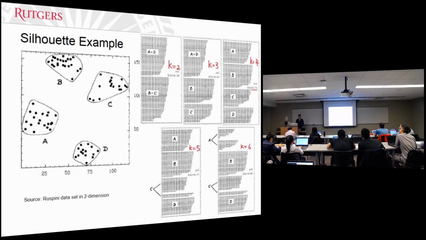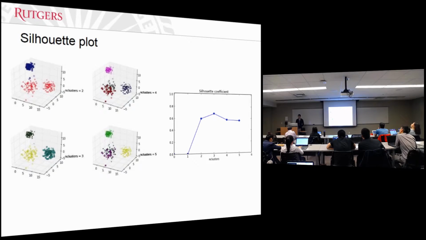In this case. Next is another example in 3D. We can see that we have 3 well-separated clusters, and the silhouette coefficient chart is on the right, and the maximum one also gives us the right cluster number, which is 3.